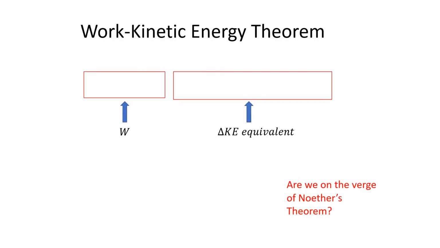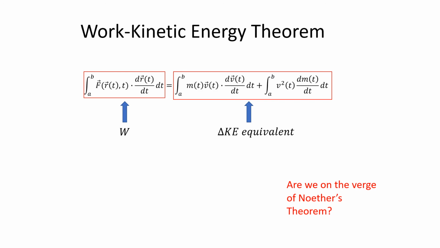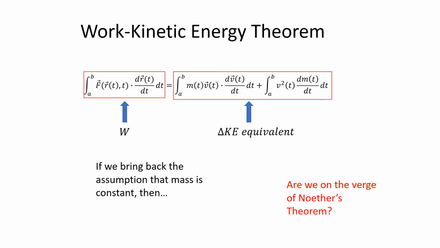So if we again equate our 2 paradigms of work, then we can see that the work performed by the force field on our mass is equal to our change in kinetic energy equivalent. So this means that if we bring back the assumption that mass is constant, then work is equal to the change in kinetic energy. So what this tells us is that in order to be able to apply the familiar work-kinetic energy theorem, the force field does not necessarily have to be constant in time. And the force field also does not necessarily have to be conservative.